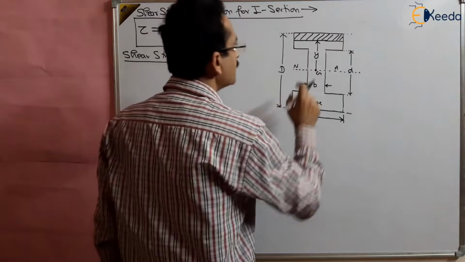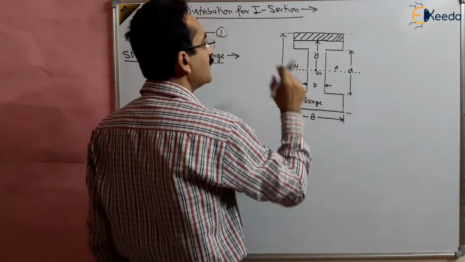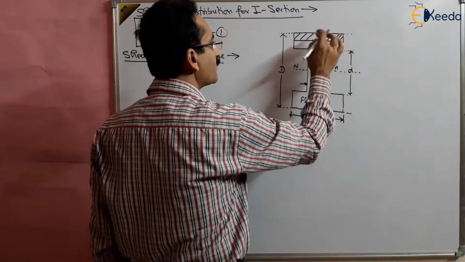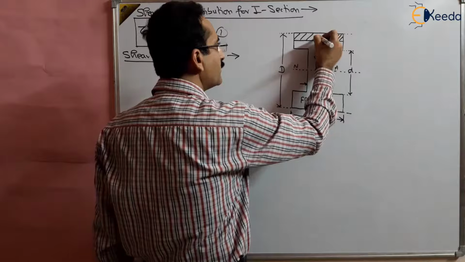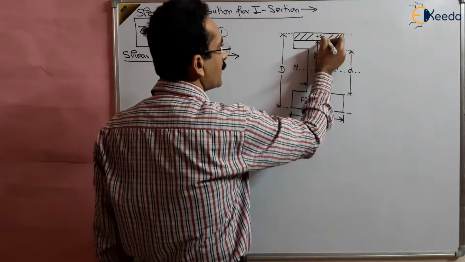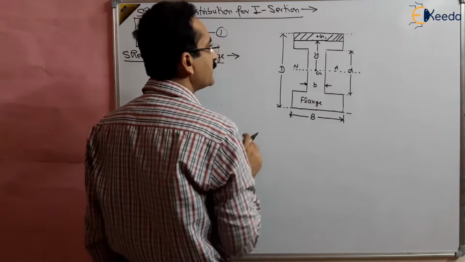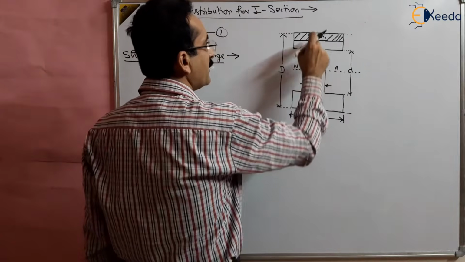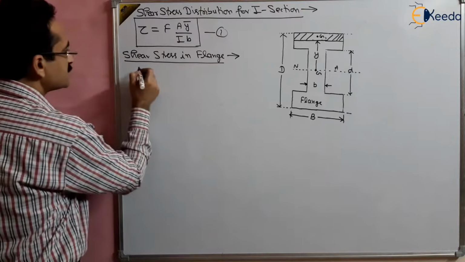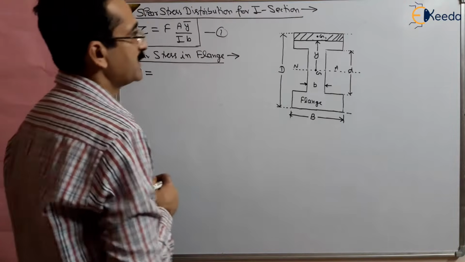So we will take the area of this strip. What is the area of this strip? And then y bar, the centroid of this from the neutral axis, and the centroid will be lying at this point. Suppose this is G1, the centroid of this strip of the flange. So what will be y bar and what will be the area of this strip?